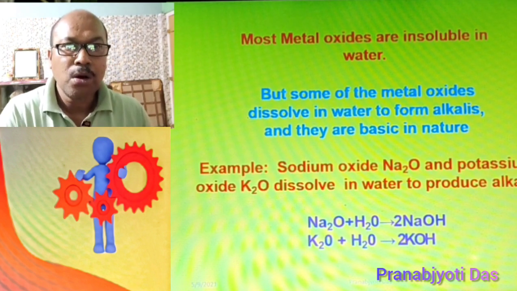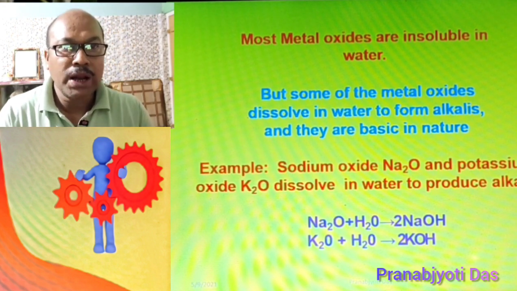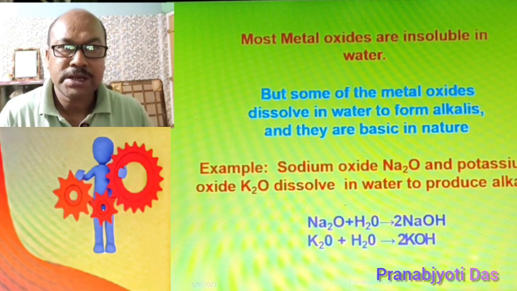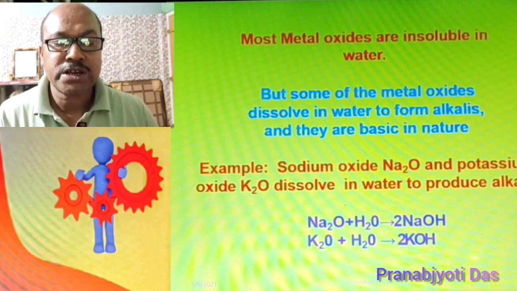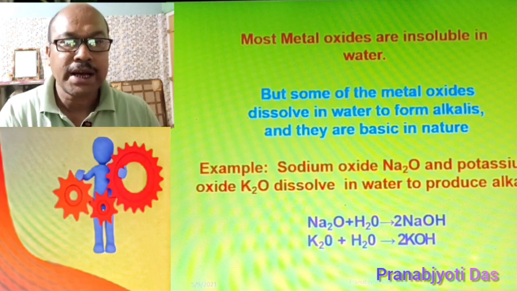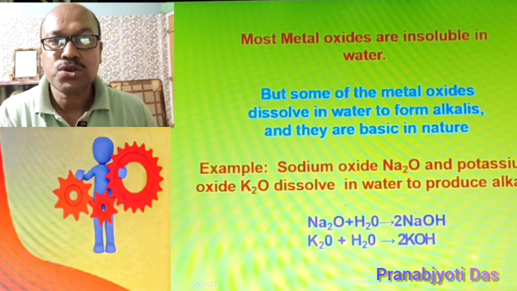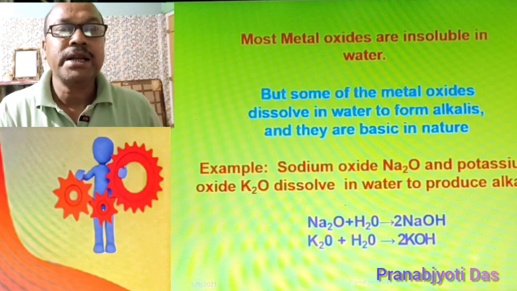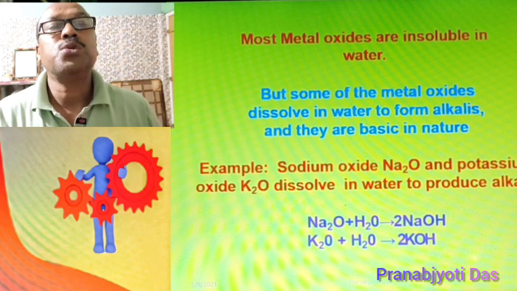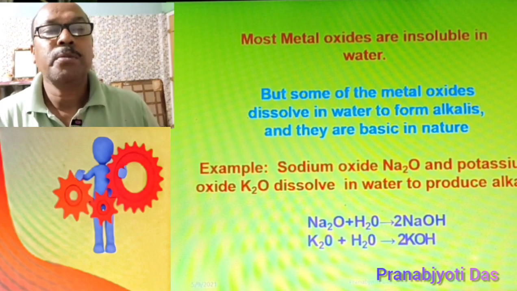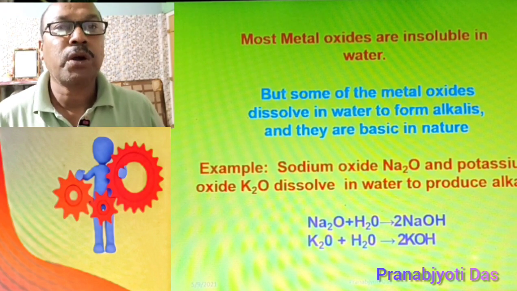That is to say, all alkalis are basic in nature. That is to say that all alkalis are bases, but all bases are not alkalis. For example, we can take sodium oxide Na2O and potassium oxide K2O. These are the two oxides of metals that we have discussed in the previous two slides. These two metal oxides are soluble in water and they can quickly dissolve in water to produce alkalis. We can see the reactions there. Sodium oxide is reacting with water producing sodium hydroxide, and potassium oxide is reacting with water producing potassium hydroxide.